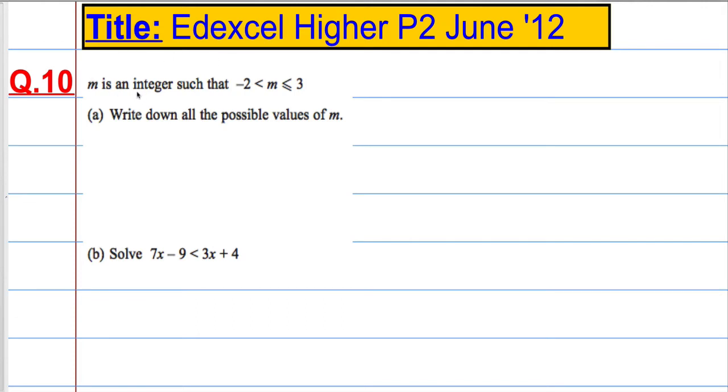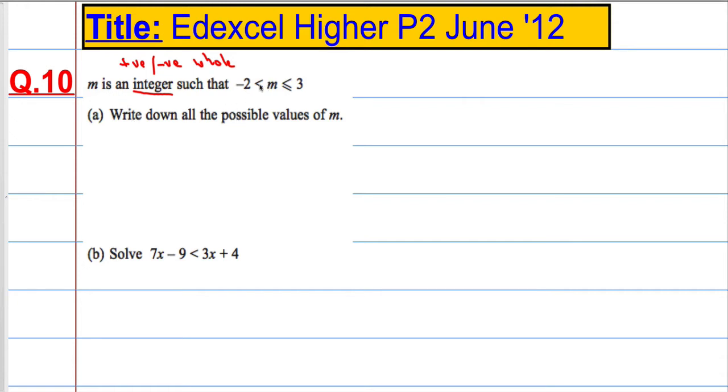Now, in order to access a question like this, one of the first things we need to know is what is an integer? Well, integers are positive or negative whole numbers. It's got to be a whole number and it's either positive or negative.